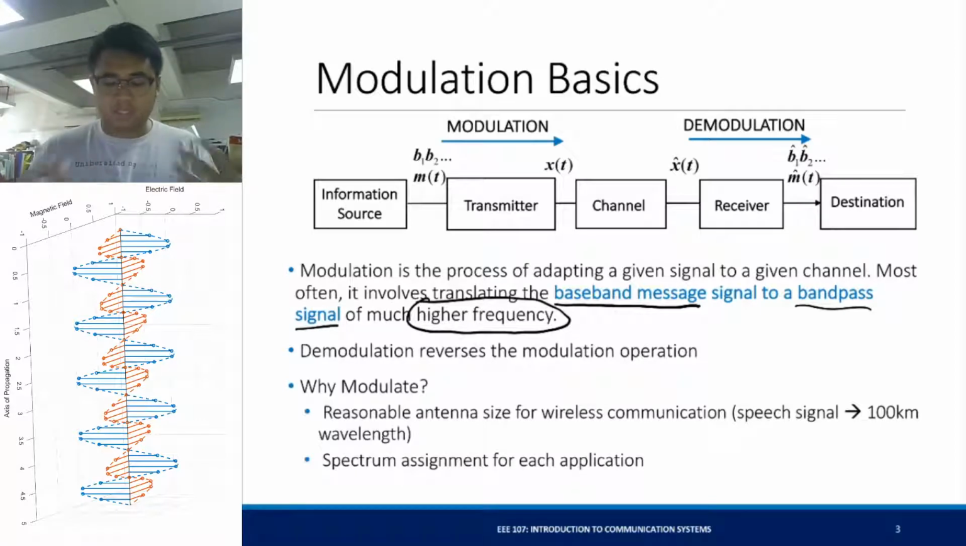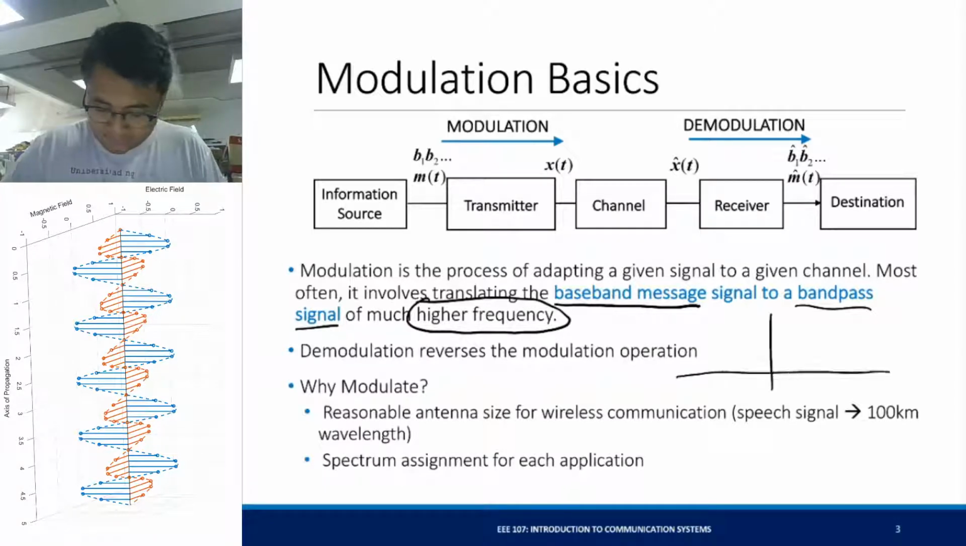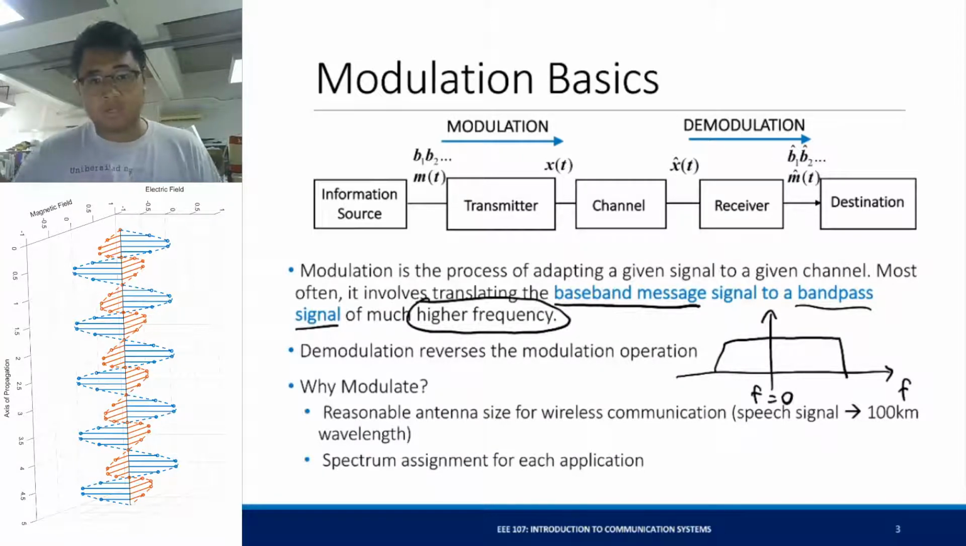A lot of the signals that we listen to, a lot of the signals that we can easily process using our conventional machines are actually in the baseband. What is the baseband? If you look at the frequency spectrum, the baseband covers f equal to 0. It covers the DC frequency up to a certain bandwidth B. So up to a certain bandwidth B, that is your baseband signal.